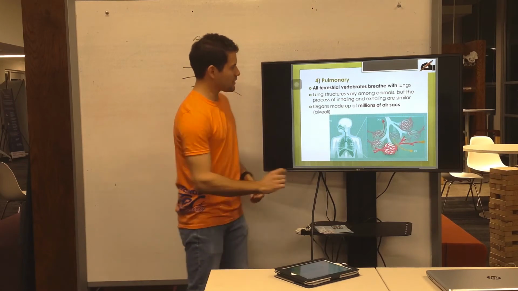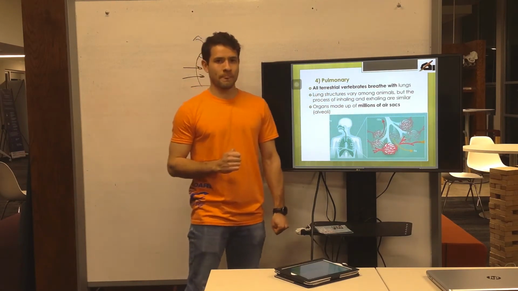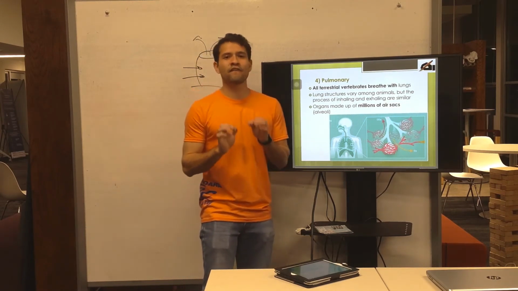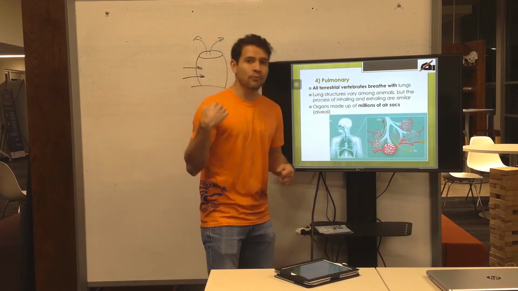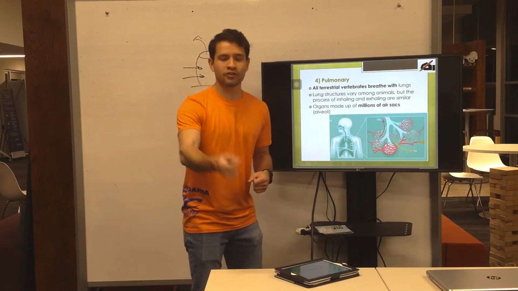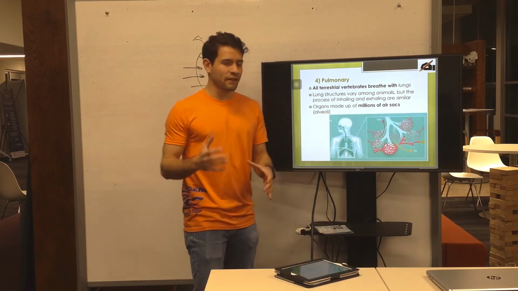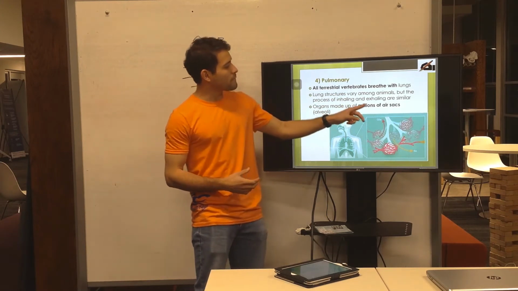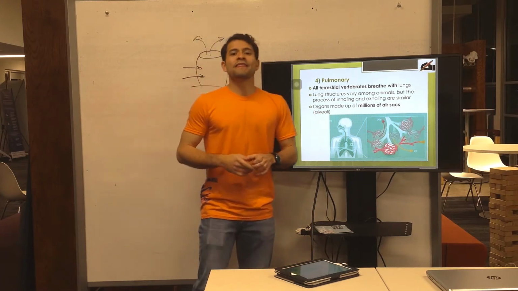Now, to be more specific, all terrestrial vertebrates breathe with lungs, okay? All terrestrial vertebrates. What does that mean? Every single animal that lives on land that has a backbone will have lungs for breathing, okay? Now, I just want you to remember as a definition, the lungs are going to be organs inside the bodies that will be made up of millions of air sacs that we call alveoli, okay?